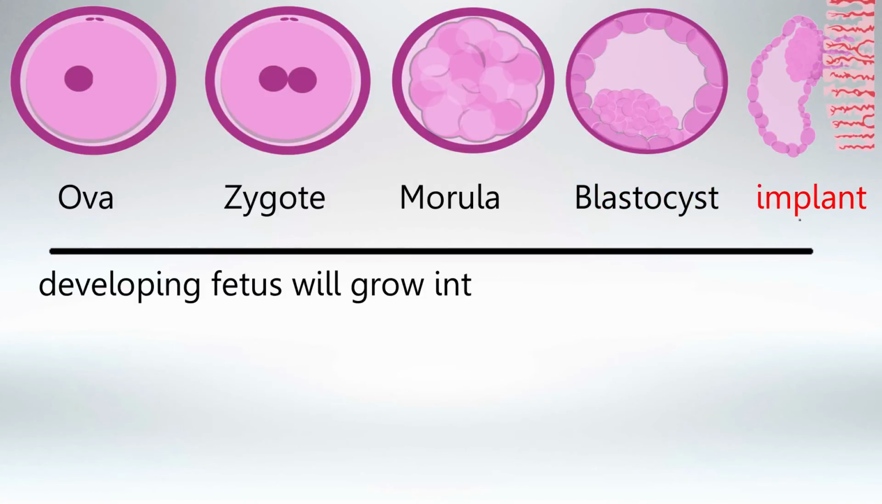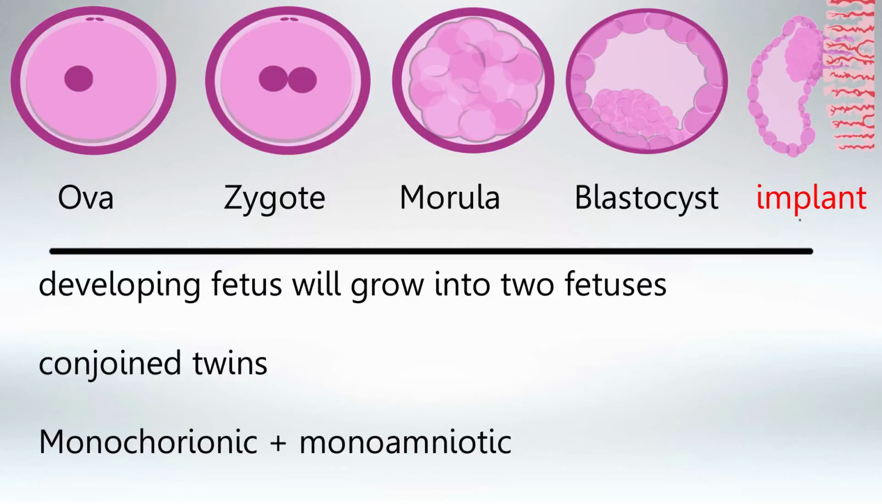And finally, within the process of implantation and forming a fetus, as the fetus develops, the cells that make the fetus will divide into 2 cells or 2 groups of cells that will make 2 different fetuses. So this will make conjoined twins, monochorionic and monoamniotic.